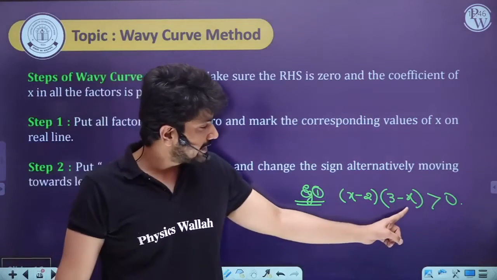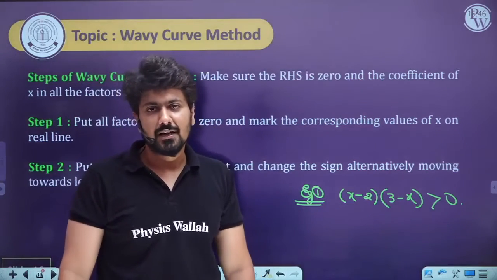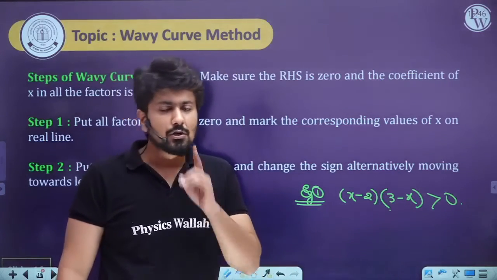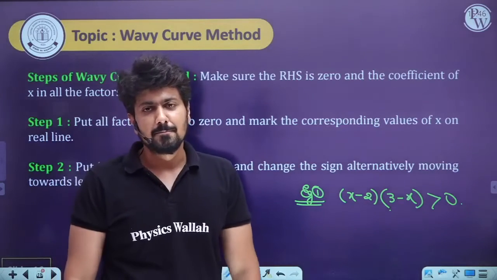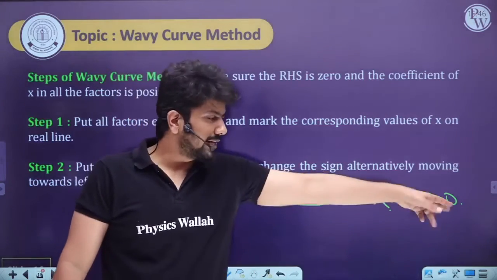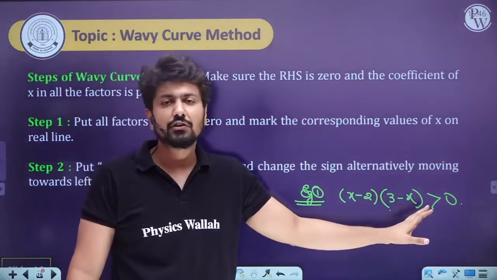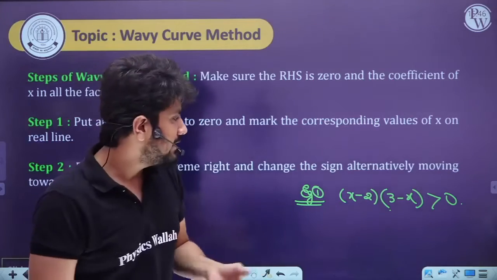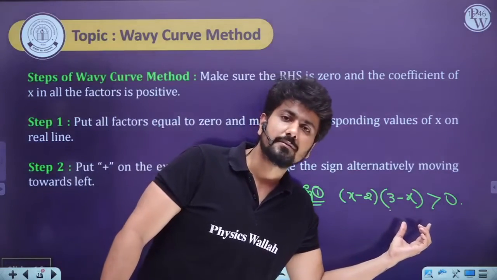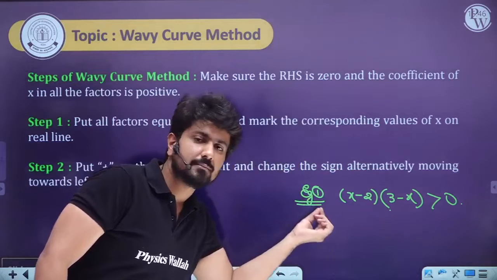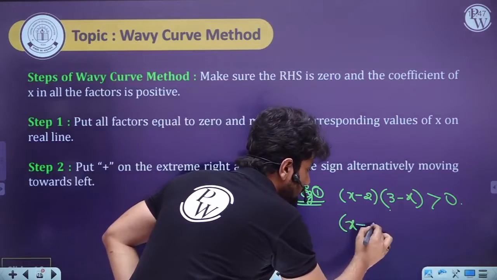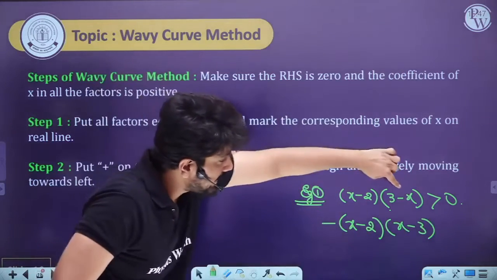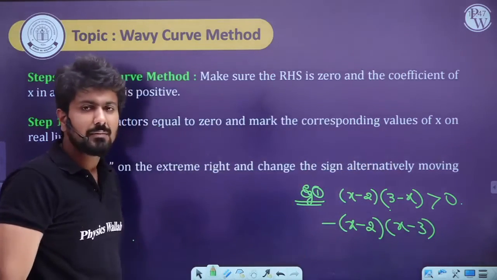Now here you can see that the coefficient of x is negative, right? In the factor of 3 minus x, the coefficient of x is negative. One side is 0, that's all right, but the coefficient of x is negative, so we will make it positive. How do I make it positive? Very easy, just take negative common from it. If you take negative common, 3 minus x will become x minus 3, correct?